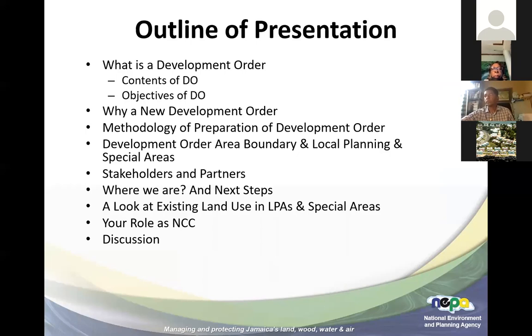We will look at the order area boundary and the local planning and special areas contained therein. We will look at who some of the stakeholders and partners are towards the preparation of the order. We will look at where we are and next steps. And we will look at some of the preliminary data that we've collected so far as it relates to existing land uses. And we will also discuss how the Negril Chamber of Commerce can assist towards the preparation.